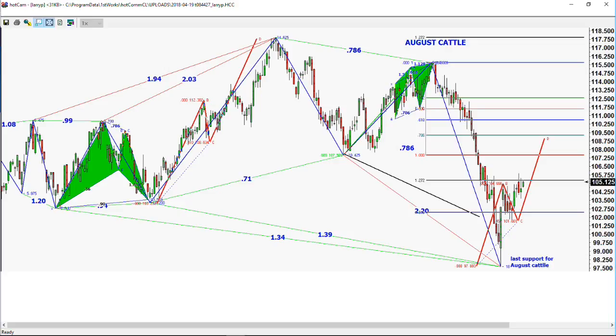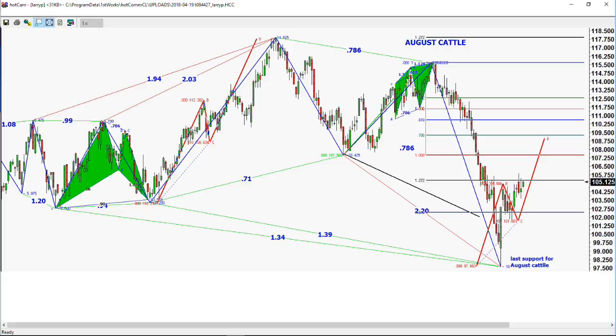Okay, we have another question, and that is about this Japanese yen. Let me get it up here. We're almost at that level that we talked about over the weekend in the newsletter.